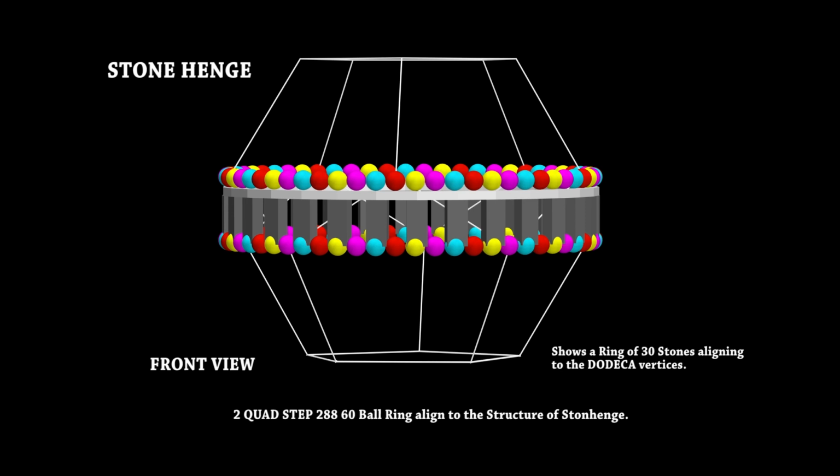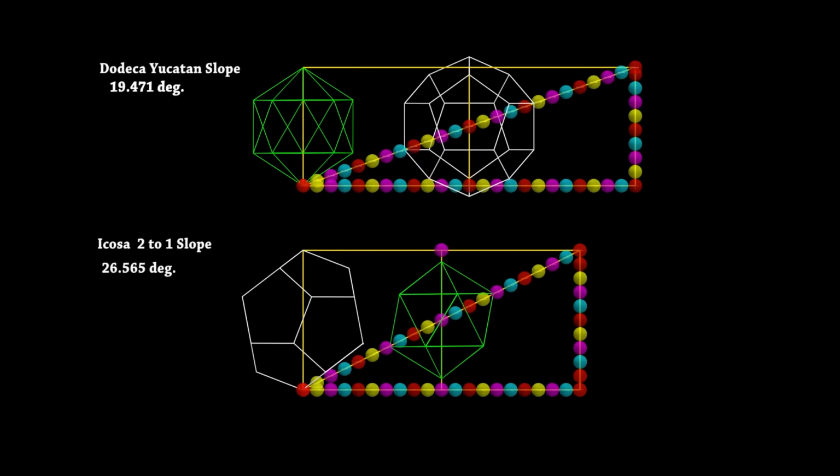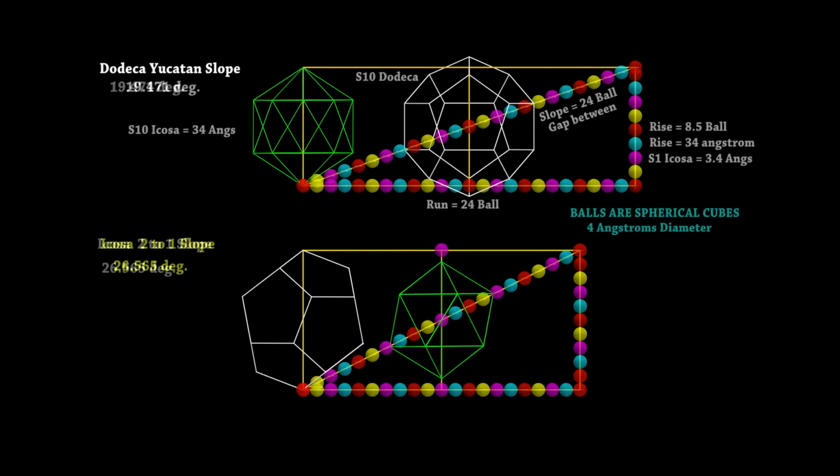Okay, I think we've given enough info on the rings. So now we can give our attention to the slopes. And we're going to start with two very important slopes. Let's take a look at the top one first. Now first you have to know that each colored ball is a spherical cube, 4 angstroms in diameter. Now the angle of this slope and rise is 19.471, which is a Yucatan slope.